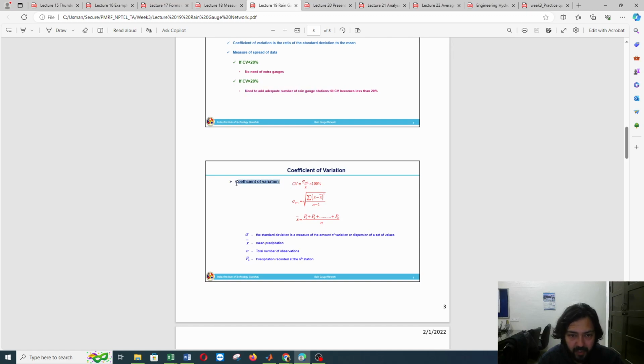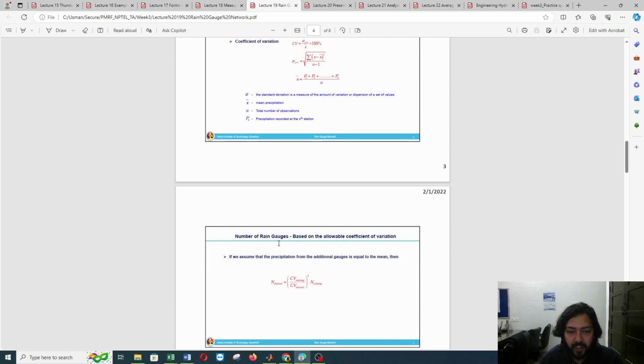So how can we calculate CV? This is very basic. First, if we have the data set, we can calculate the mean of the data. Then you can calculate the standard deviation of the data, and the ratio of standard deviation and mean will give you the CV. So this is very simple. We can calculate the coefficient of variation.